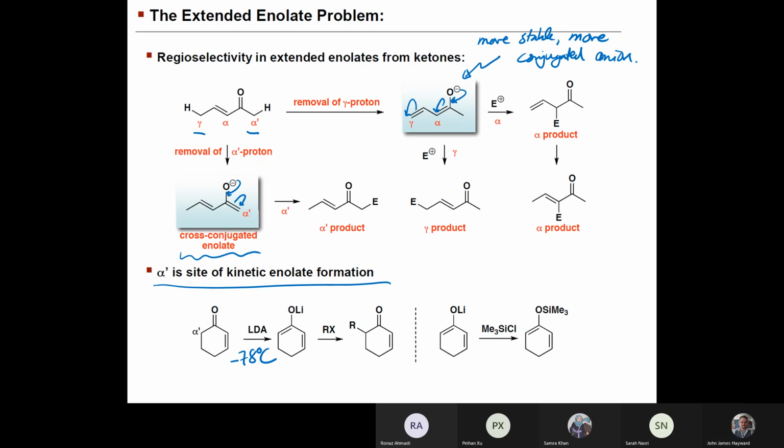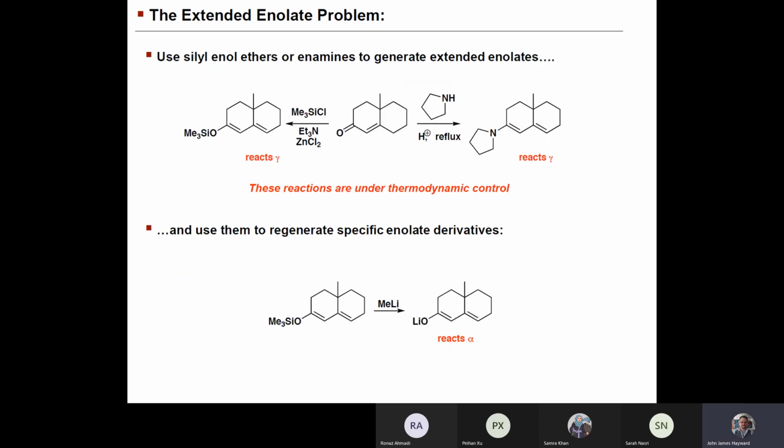Okay, so enols, enol ethers, pretty familiar. Other equivalents? Well, what about an enamine? Can we generate a dienamine, an extended enamine? Well, yes.